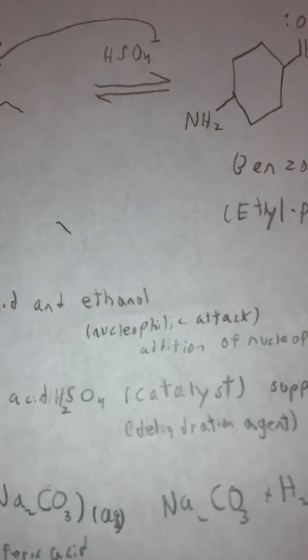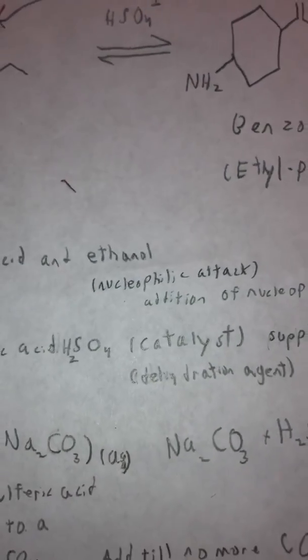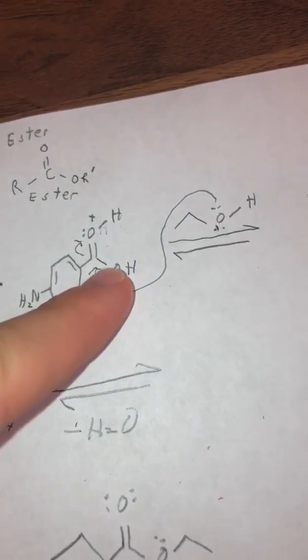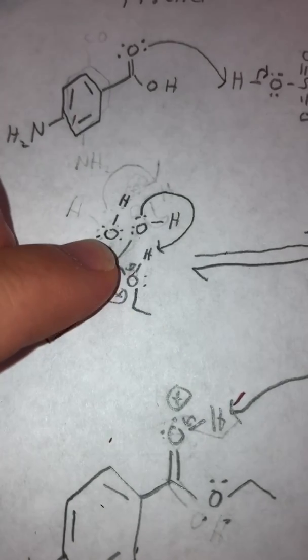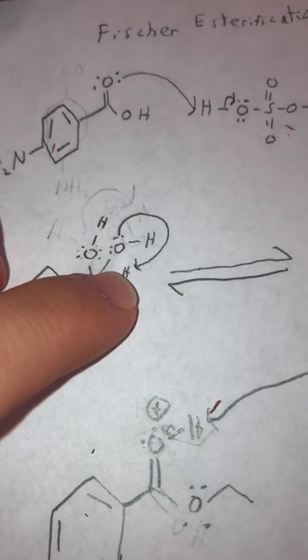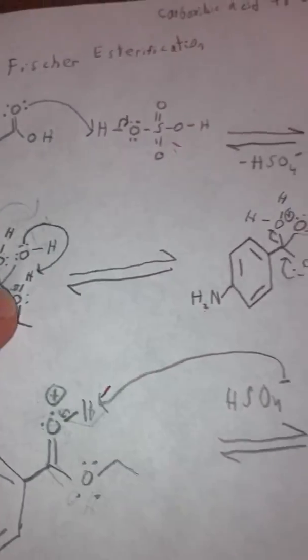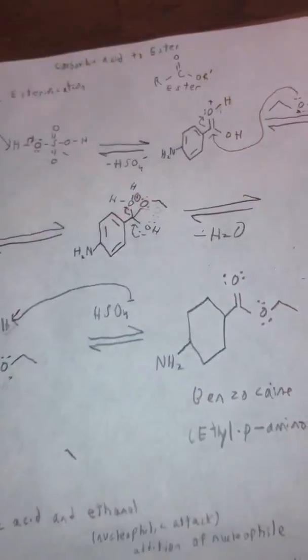Ethanol acts as a nucleophile. It does nucleophilic attack, addition of a nucleophile. So ethanol comes in, attacks, and it is added on down here. Ethanol is added here, and then we have some deprotonation. The water leaves, forming a leaving group, and so on.